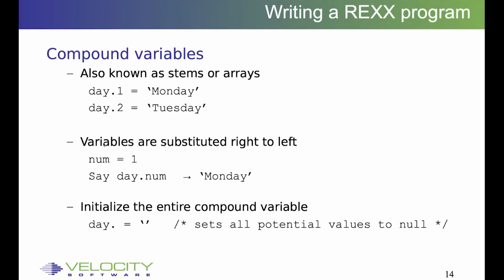Further on, if we assign the value 1 to the num variable and say day.num, it's going to produce Monday, because the num variable is resolved first before day.num is resolved.